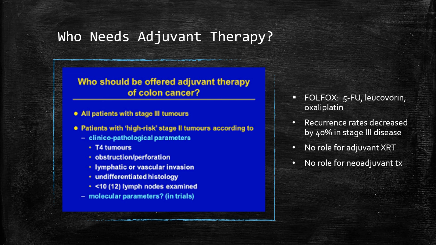Lymph nodes retrieved. If less than 12 nodes have been retrieved, this puts the oncologist in a bind because they feel like the patient may be understaged. So oftentimes they'll recommend chemotherapy in this group. Another reason for us to do an adequate primary operation. In colon cancer, there's no role for adjuvant radiation therapy, and there's really no role for neoadjuvant therapy as well.